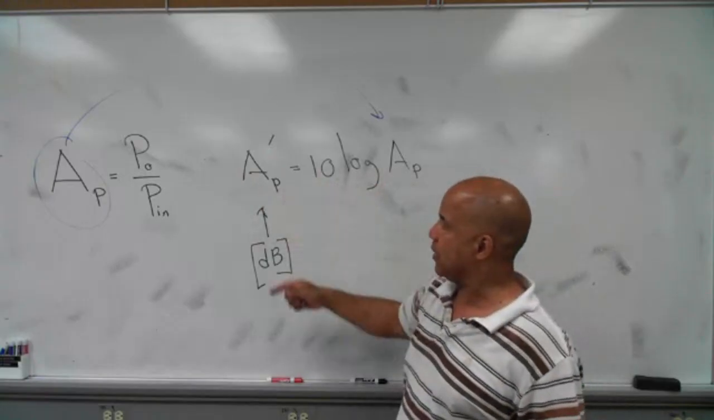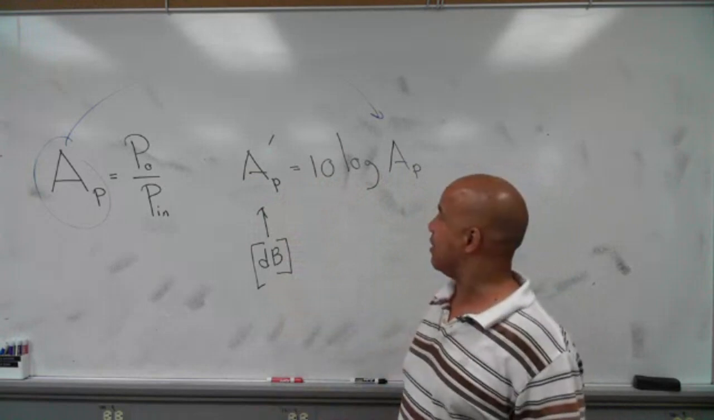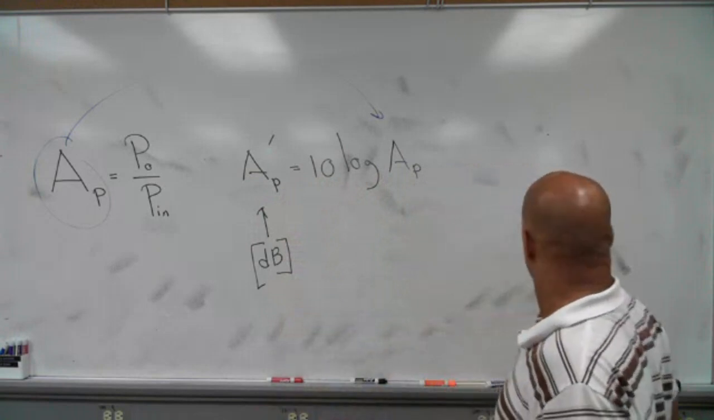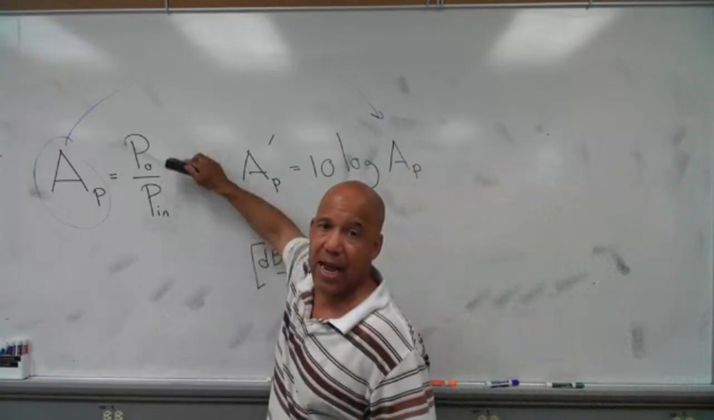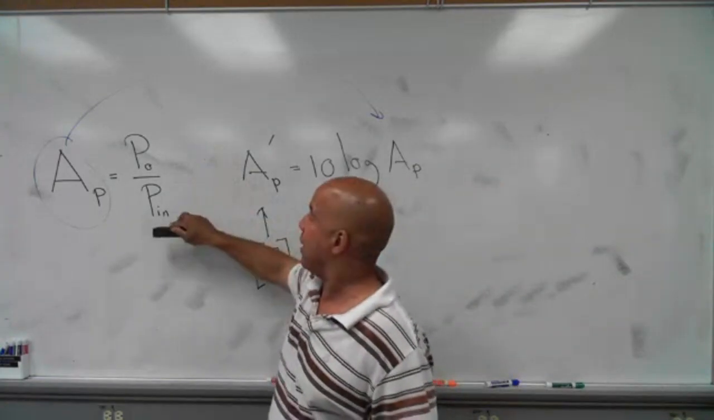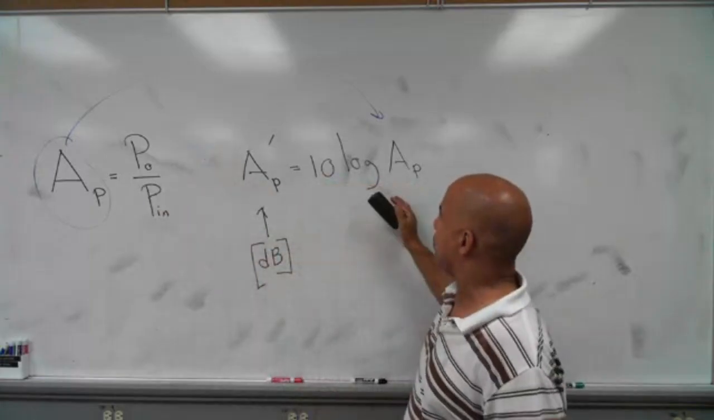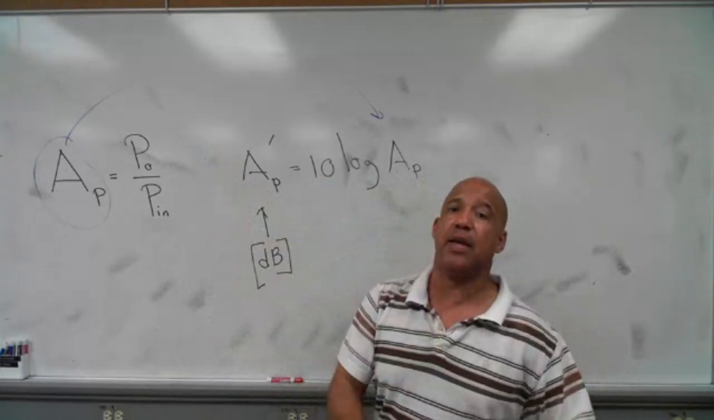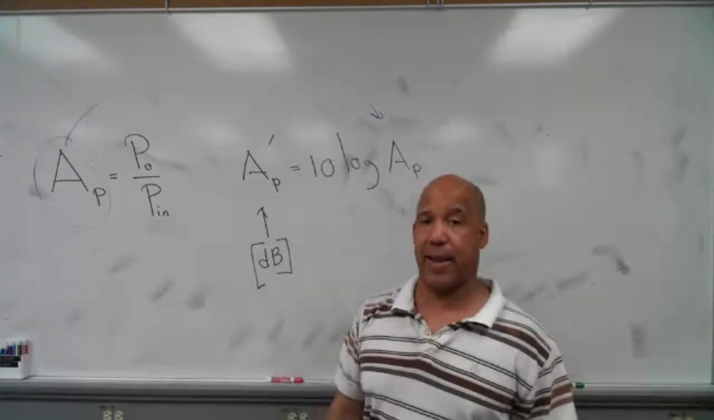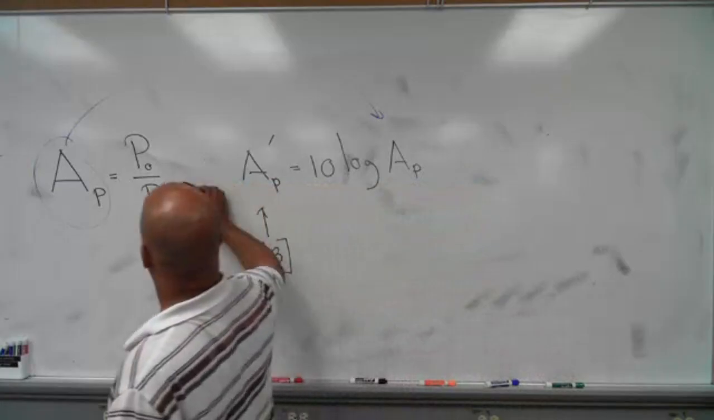So if you want to write a little dB over there to make it make sense, then I would suggest you do that. So this comparison of 2 power levels, the output power and the input power, and then doing 10 log of it, will take that ratio and change it into a decibel unit. We call it decibel power gain. Let me put that over here.